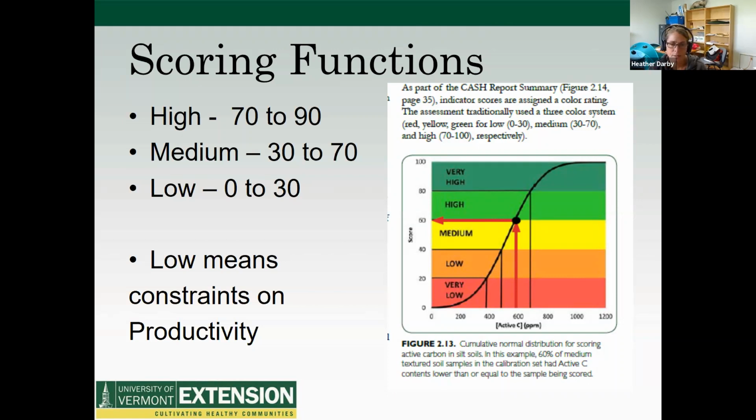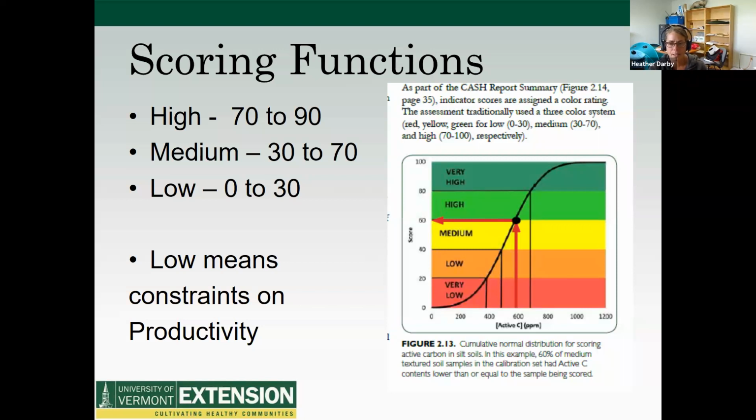And so it's using a cumulative normal distribution of all the data for scoring. And if you're really interested in the nitty-gritty of how they've developed their scoring rubric, they have an entire manual that goes through this process over about 30 pages of information. But I think most people can relate to the kind of standard soil test model that's used.